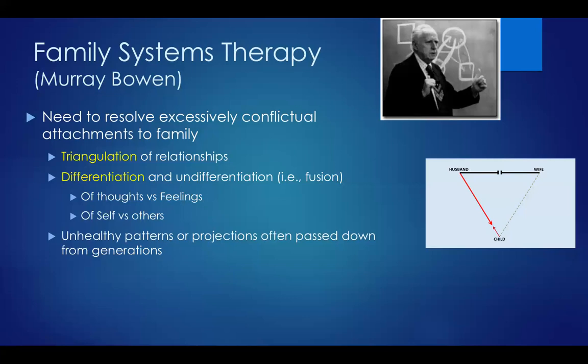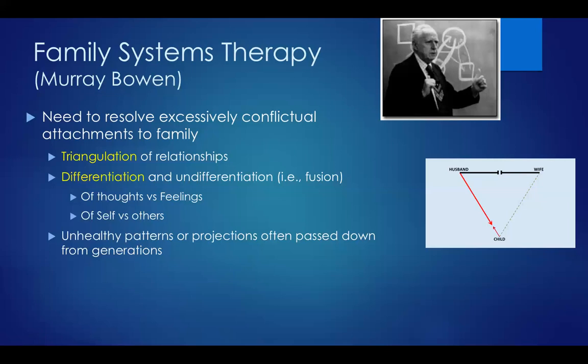So this is what we call triangulation, and it happens a lot in relationships. If you've ever heard the phrase like having a baby to try to save the marriage, this was an example of triangulation, and definitely don't recommend it.